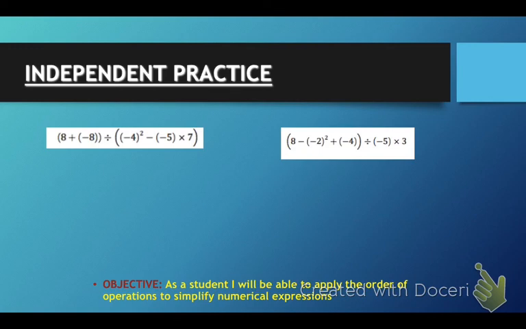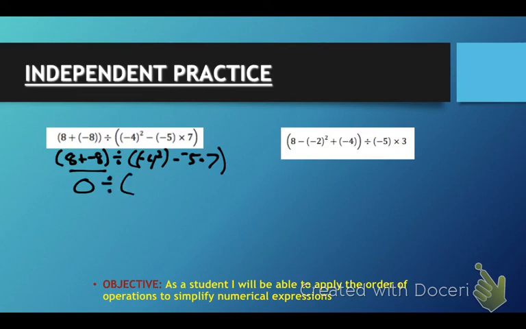All right, I'm back. First thing you want to do is check and see if you rewrote it correctly. You should have 8 plus negative 8 in parentheses divided by, in parentheses, negative 4 squared minus a minus 5 times 7, close parentheses. Here we're going to go ahead and get started. We work on the one from left to right first. So 8 plus negative 8. 8 is an allowance, negative 8 is a bill. 8 plus negative 8, well, unfortunately, that is 0. 0 divided by negative 4 squared, and the squared should be on the outside, minus a negative 5 times 7.